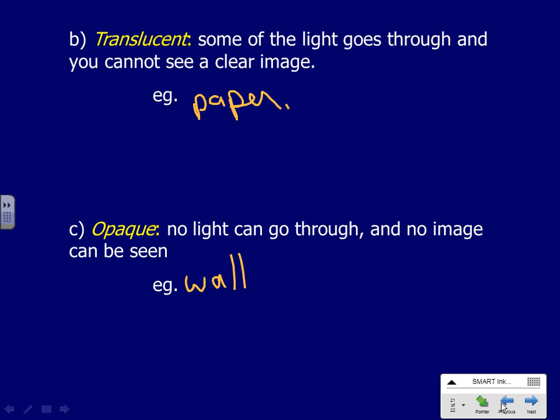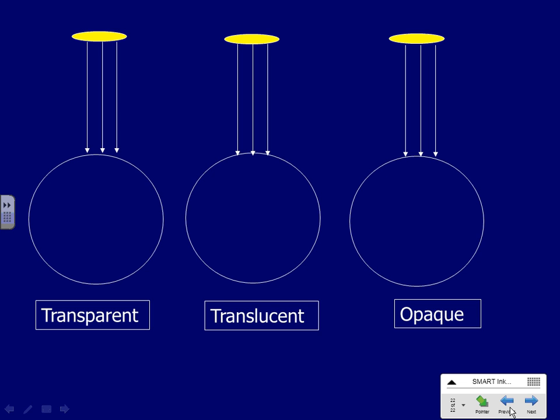And we're not going to write anything down for this last one. Another teacher added this slide, and I don't need that. So here we were going to draw out what happens with transparent. They can all go through. Translucent, some of it doesn't, et cetera. We're not concerned about that.